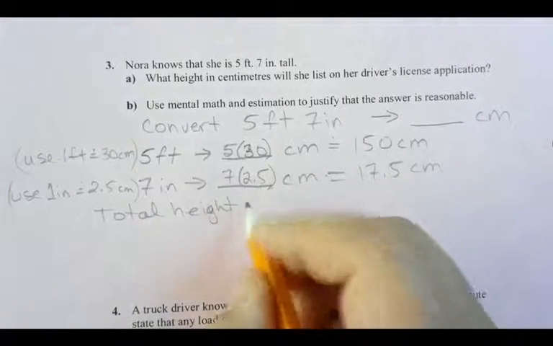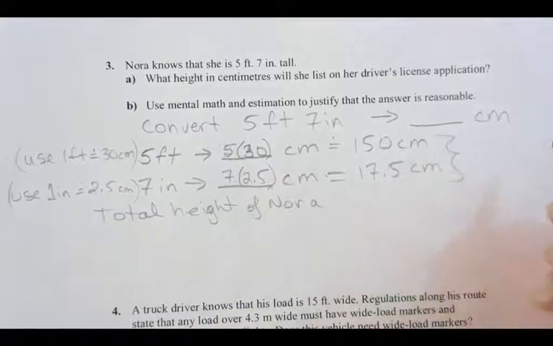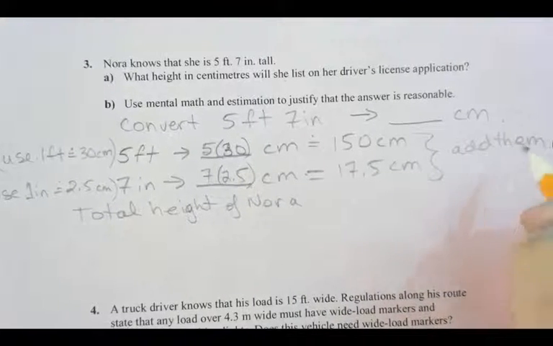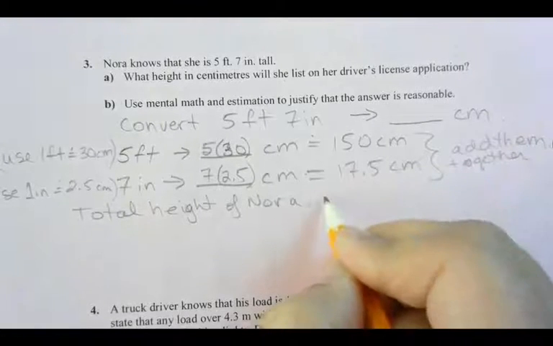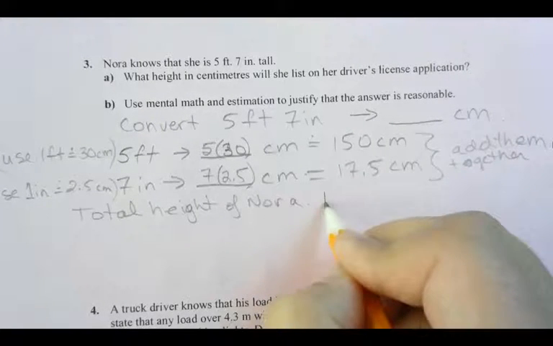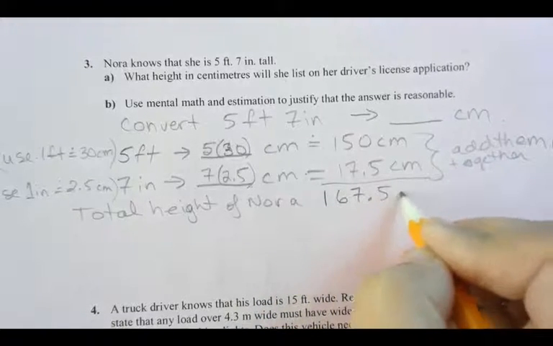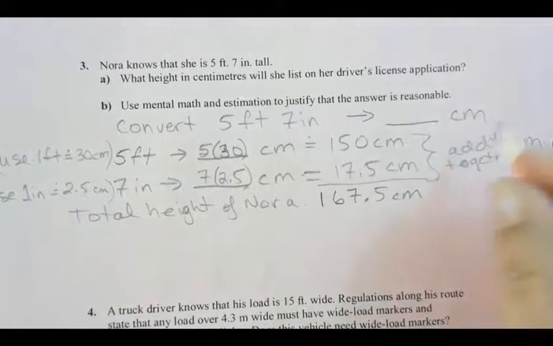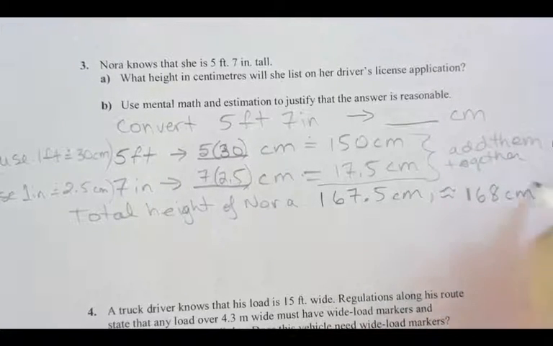So what is the total height? Total height of Nora is, we have to do what to these two? Add them together. Add them together and we end up getting 167.5 centimeters. All right. So what do you think her driver's license is going to say? 168 centimeters? Okay, so that's the number we're going to go with.